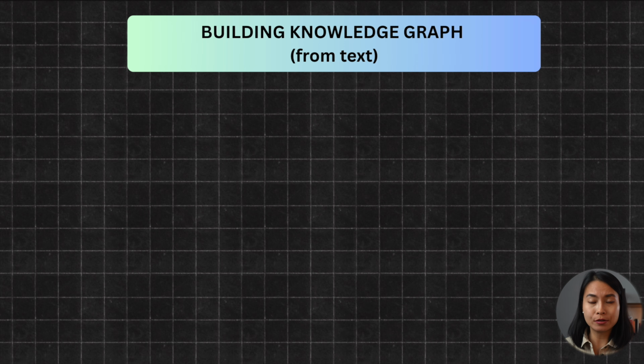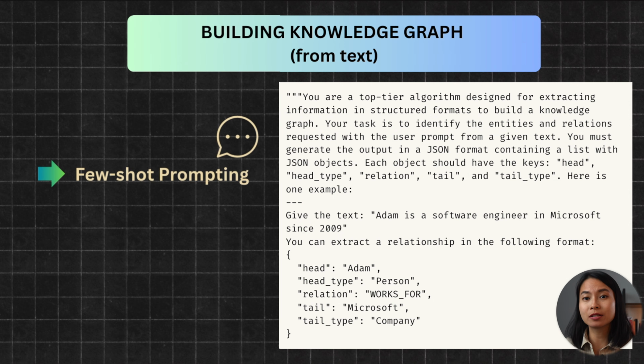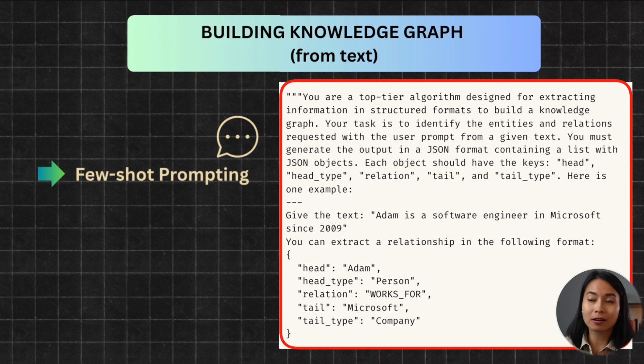Now, using LLMs, there are two possible ways we can consider to convert raw text into a knowledge graph. The first way is to simply use a prompt-based approach. So we'll manually instruct an LLM to extract the entities and relationships from raw text with a prompt. Your prompt could look like this. You are a top-tier algorithm designed for extracting information in structured format to build a knowledge graph. Your task is to identify the entities and relations requested with the user prompt from a given text. You must generate the output in this and that format, and we can also add an example.